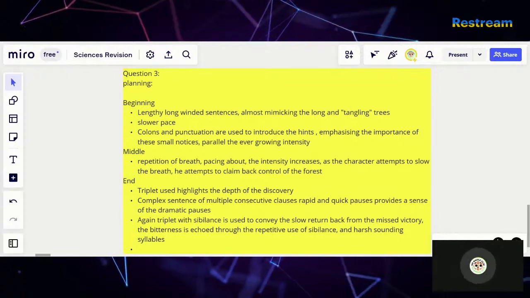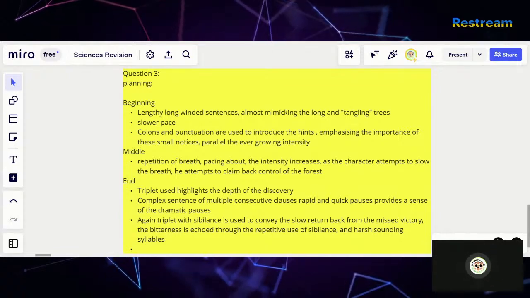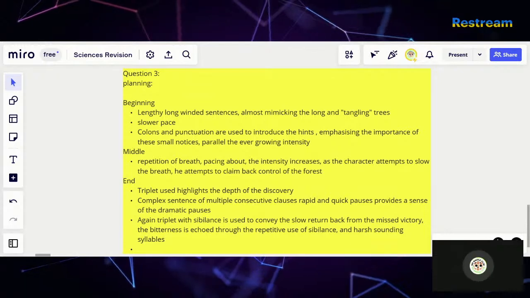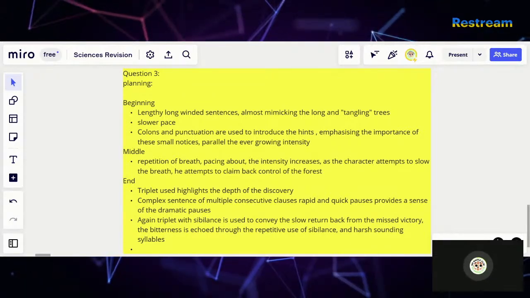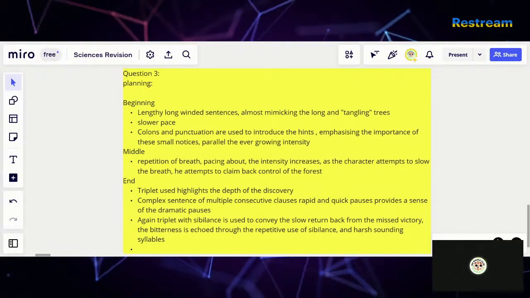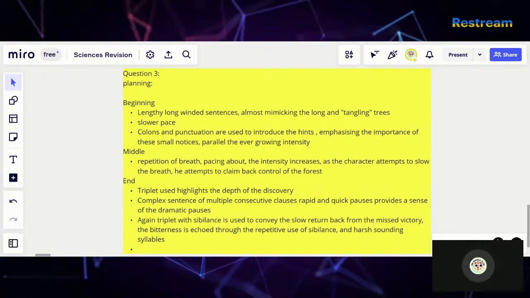And then finally, the triplet, as you said, with the sibilants, conveys almost the bitterness through the repetitive use of this, the harsh sounding syllables, and the regret and animosity towards this animal that he feels.